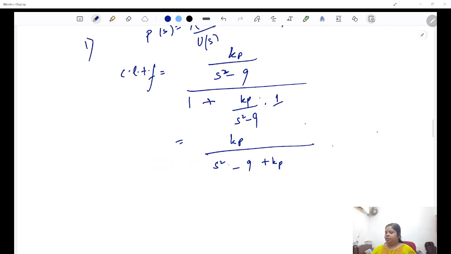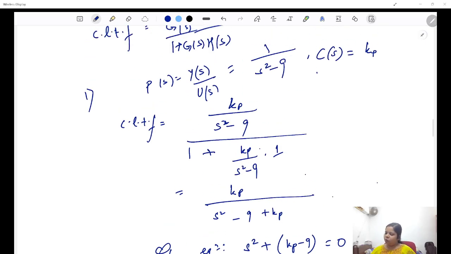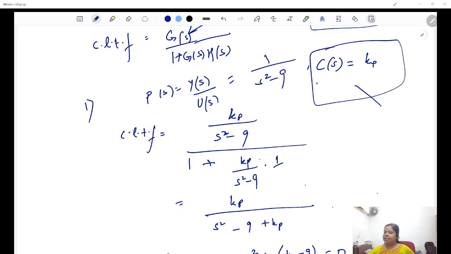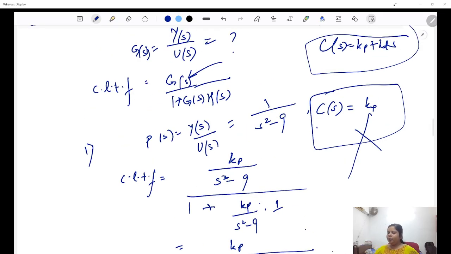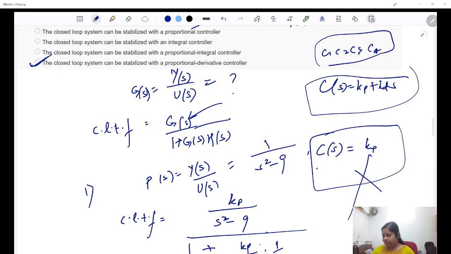Now what do you get from here? You can see the characteristic equation. It is s square plus Kp minus 9 equals 0. Now the s to the power 1 coefficient is missing. That means this Kp controller would not be able to stabilize the system. Similarly, you can check the other two options, the integral controller and the PI controller; both of them also would not be able to. It is very similar to the question we did in the last class. So let's check the correct answer, which I am saying is going to be the PD controller. Let's check it.